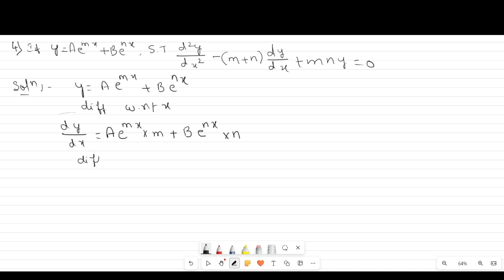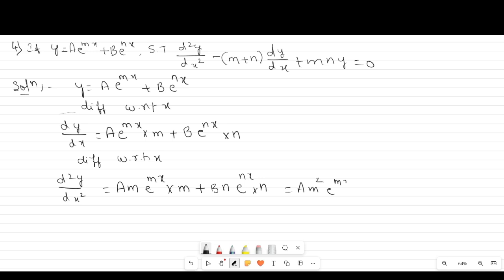Again I will differentiate this with respect to x. So let us see what we will get. We will get the second order derivative, that is d square y by dx square. A and m both are constant, keep that as it is. E power mx derivative is e power mx into mx derivative is m. Plus b into n is constant, keep that as it is. E power nx derivative is e power nx into n. Okay. So what we will get finally? A m square e power mx plus b n square e power nx. This is the second order derivative.